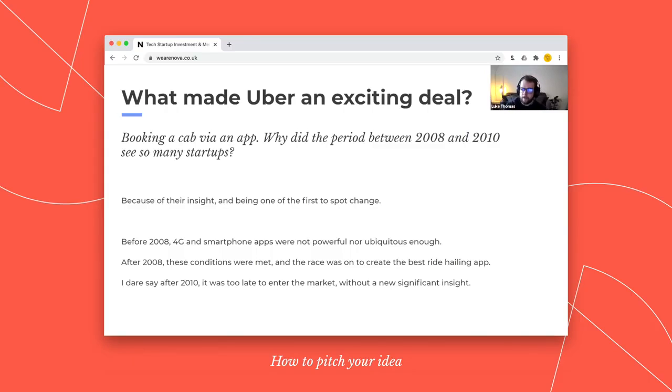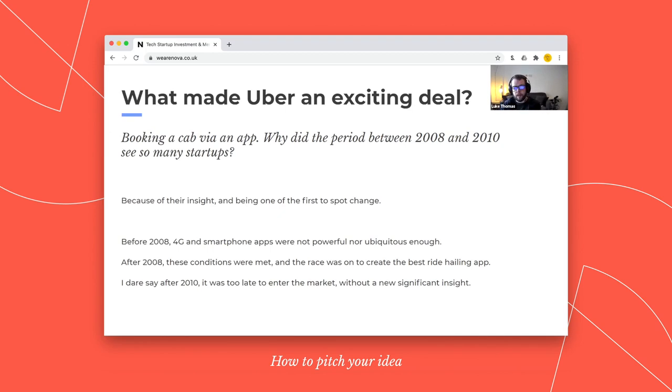So before 2008, the smartphone apps were not powerful enough to include all of the functionality that Uber wanted. And the 4G internet was not ubiquitous enough. There wasn't enough of it and enough consistent coverage so that drivers and customers were always connected to the internet. In 2008, especially in California, in Silicon Valley, these conditions were met. 4G was introduced and better mobile apps were brought to the market. The race was on. A few companies noticed this.